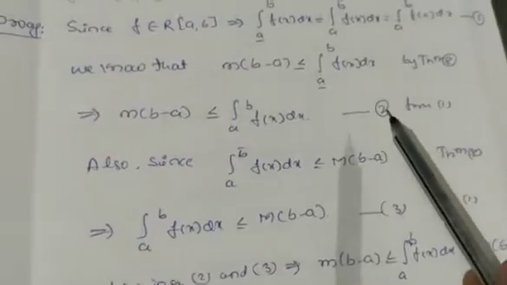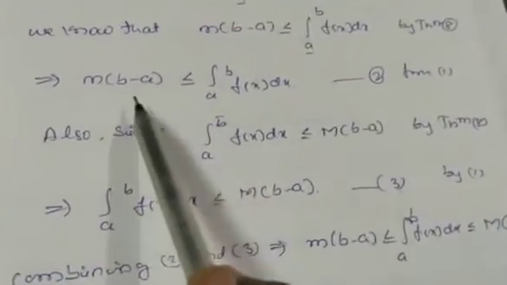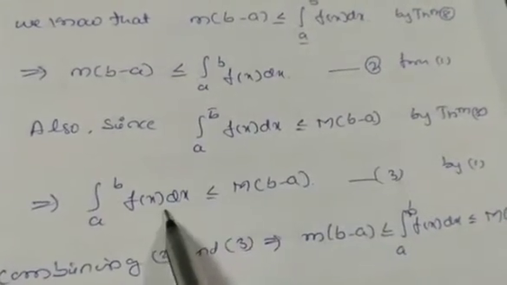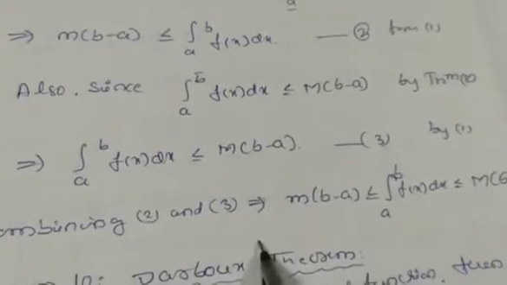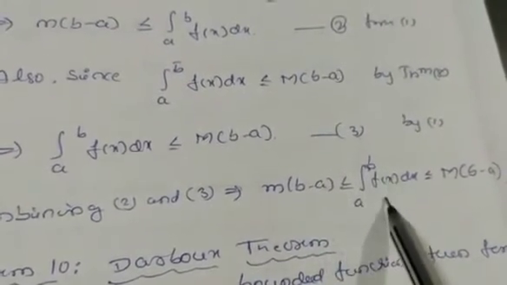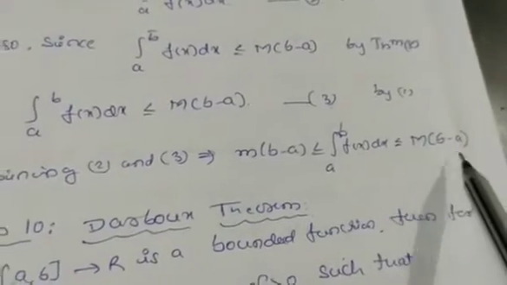So now, combining equations 2 and 3 here. In equation 2 we have m into (b minus a), which is less than or equal to the integral from a to b of f(x) dx, and it is less than or equal to M into (b minus a). So this implies m into (b minus a) is less than or equal to the integral from a to b of f(x) dx, which is less than or equal to M into (b minus a). So this is the proof of this theorem.